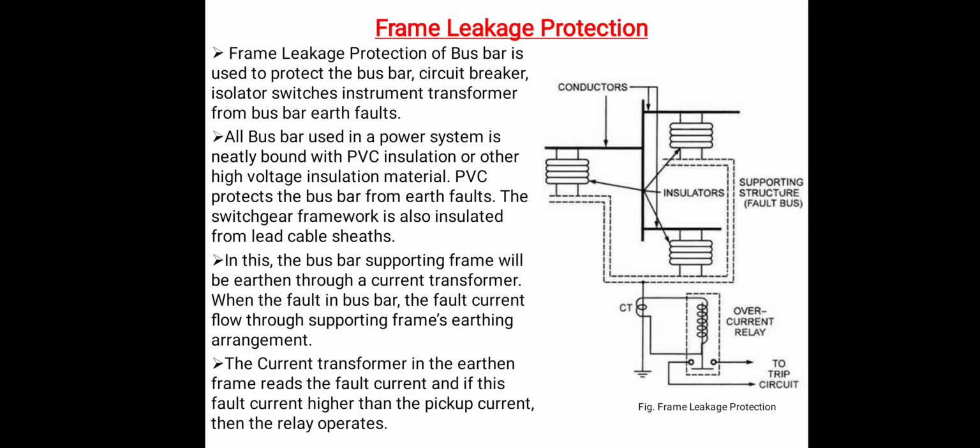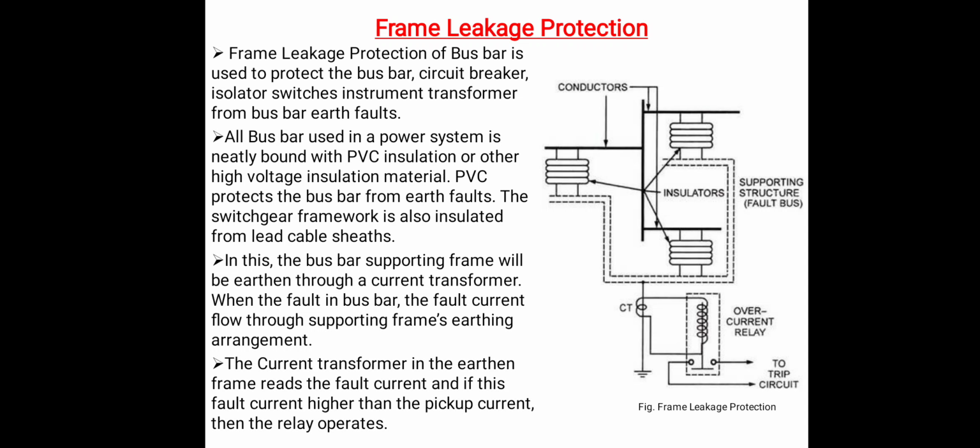Now we will understand the figure of frame leakage protection. In this figure, the metal supporting structure or fault bus is grounded through a current transformer, and the secondary of the current transformer is connected with the overcurrent relay. Under normal working condition, the relay remains inoperative, but a fault involving a connection between a conductor and grounded supporting structure will result in current flow to ground through the fault bus, causing the relay to operate.